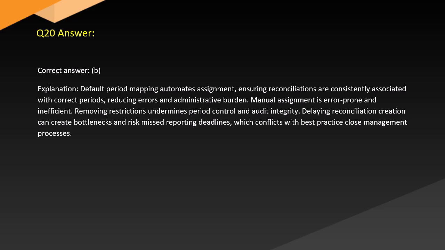Answer. Correct answer: B. Explanation. Default period mapping automates assignment, ensuring reconciliations are consistently associated with correct periods, reducing errors and administrative burden. Manual assignment is error-prone and inefficient. Removing restrictions undermines period control and audit integrity. Delaying reconciliation creation can create bottlenecks and risk missed reporting deadlines, which conflicts with best practice for managed close processes.